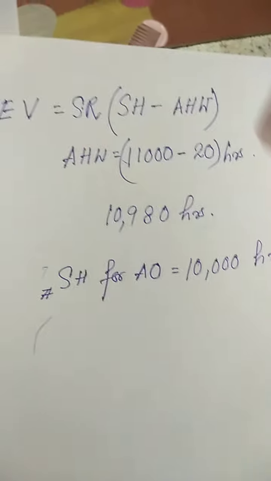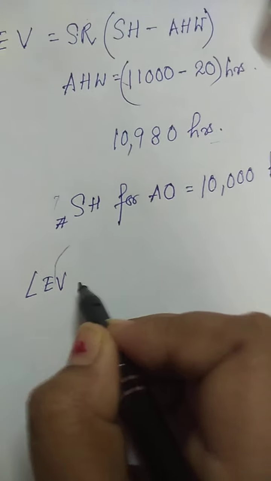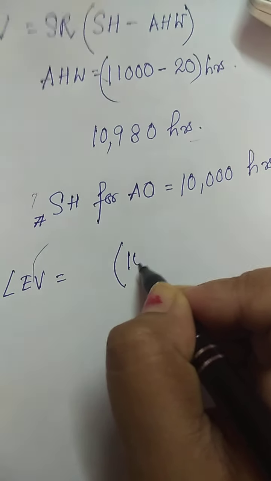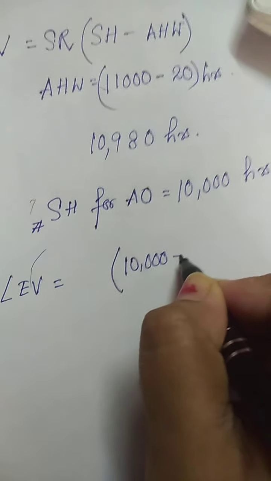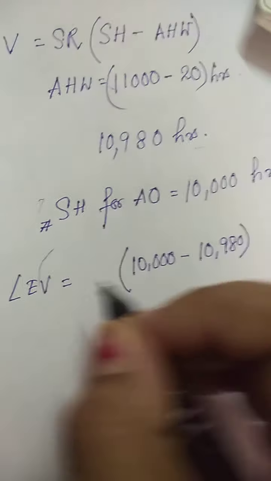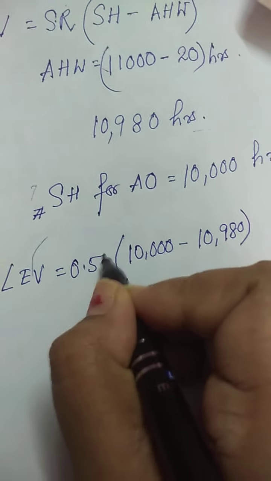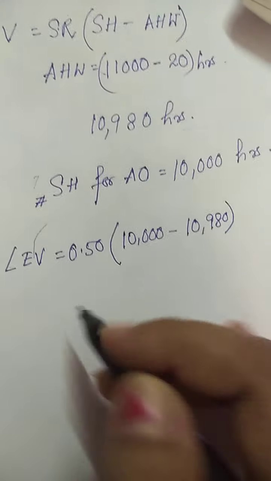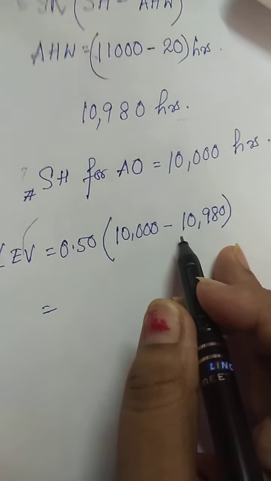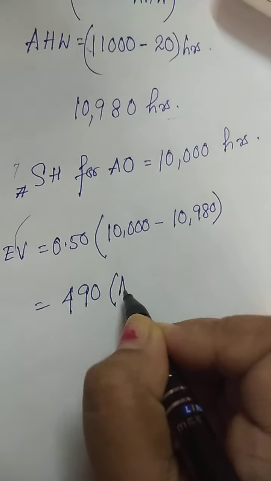Now we'll find out the variance. So my labor efficiency variance is standard hours for actual output, that is 10,000, minus actual hours worked 10,980, multiplied by standard rate. Standard rate was 50 paise. So it's again adverse, 980 adverse multiplied by 50 paise, it's coming to 490 adverse.